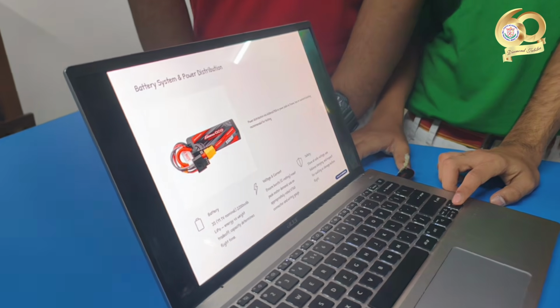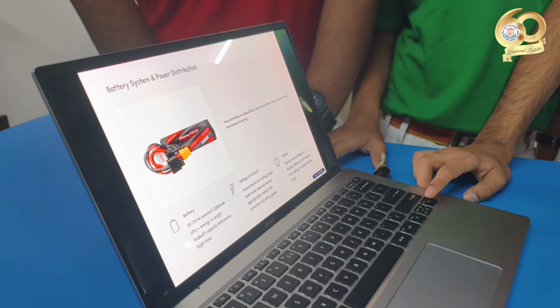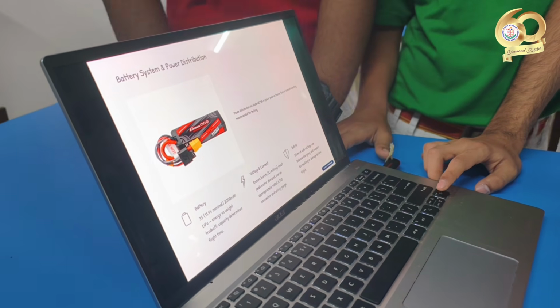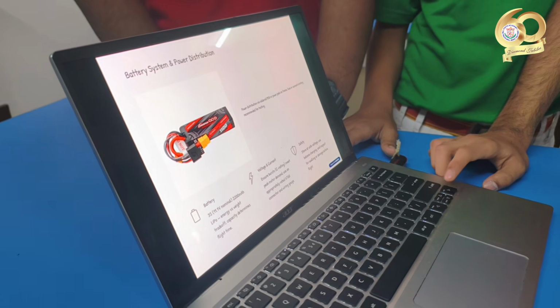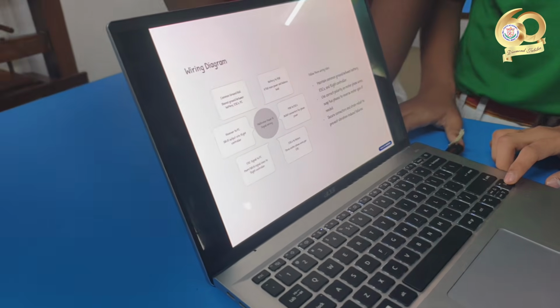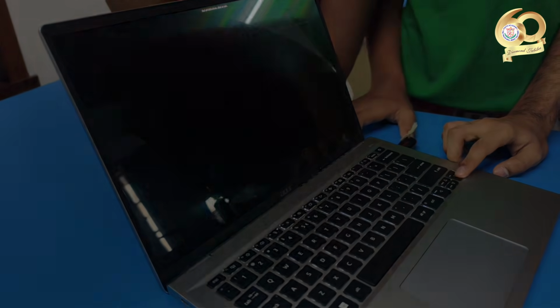This is the battery. The battery has a nominal voltage of 11.1. It has 3 cells, and it's a LiPo battery. It gives us maximum energy, and the weight is very less. This is the wiring diagram of the drone.